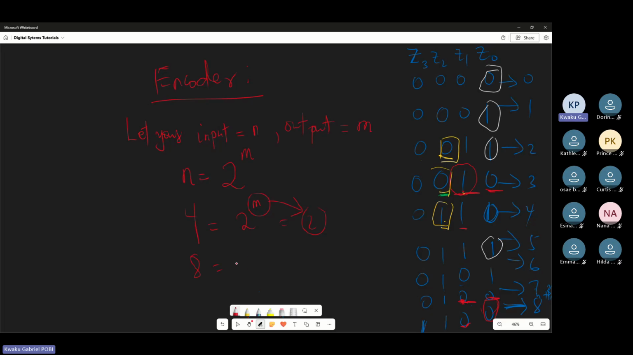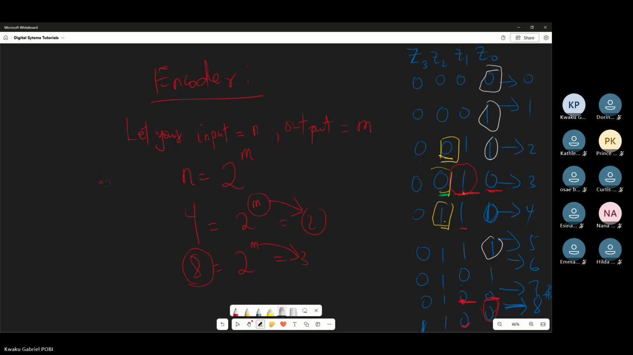If I want 8, 2 to the power M, M is going to be what? 3 in that case. So it means instead of sending 8 different signals through the transmitter, instead of sending 8 things like this, 8 of them, I'm now going to use just 3 things, X0, X1, X2, like this, to transmit all the 8, which will make things quite easier for me. So that's the whole point of encoding.